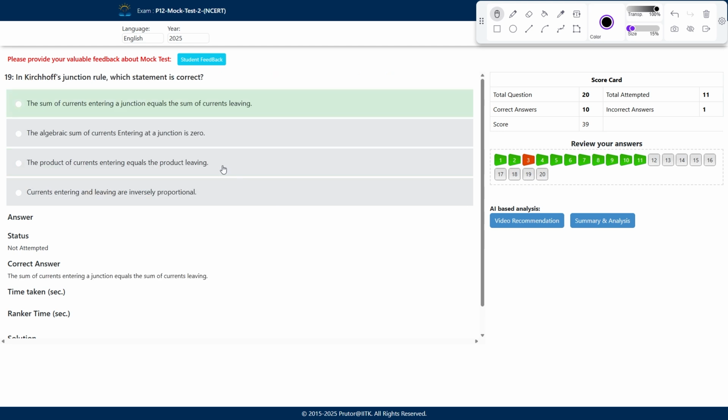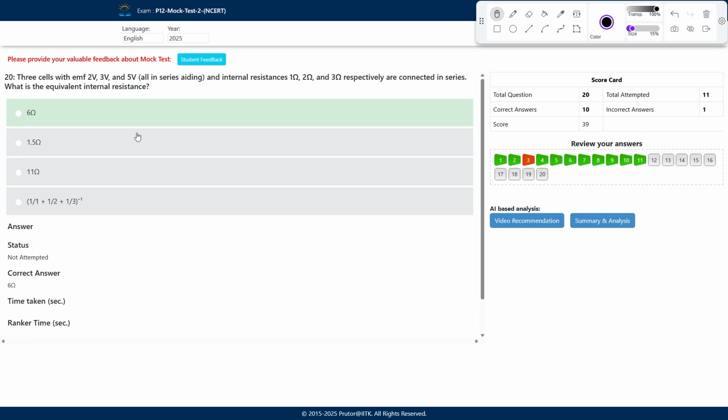In Kirchhoff's junction rule, the correct statement is that the current entering the junction must be equal to the current leaving the junction. So which is the correct option? The first one: the sum of current entering a junction equals the sum of current leaving the junction.